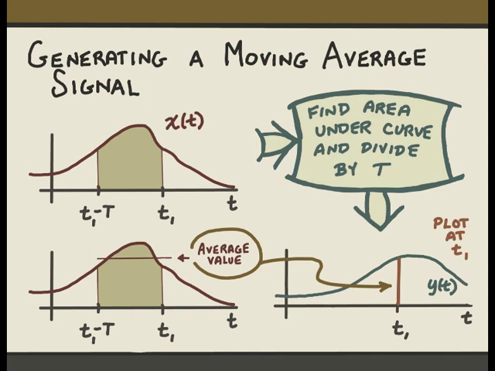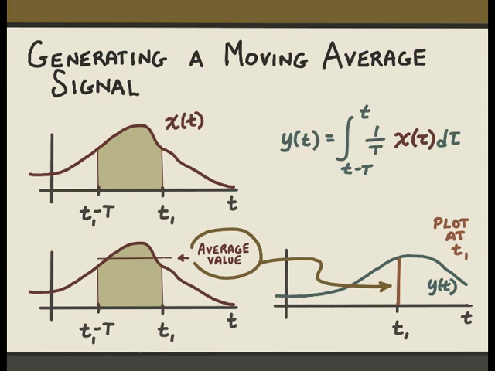To do that, we'll find the area under the x of t curve from time t1 minus capital T to time t1. We find the area under the curve and we divide it by the duration of the averaging window, capital T. Now imagine doing that operation of finding the area under the curve over the last capital T seconds and dividing by capital T, and doing that for each and every time. If we do this for each and every time, this will generate a new signal, and this signal is the moving average signal, y of t.